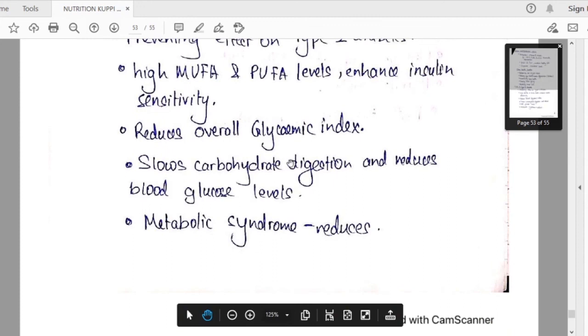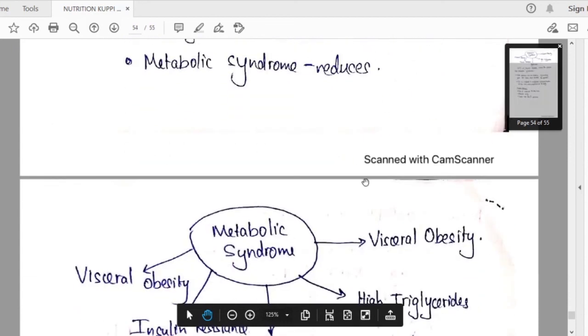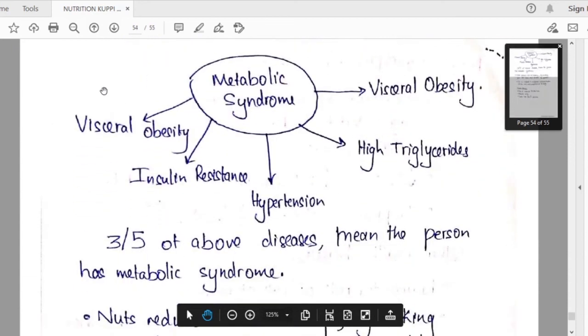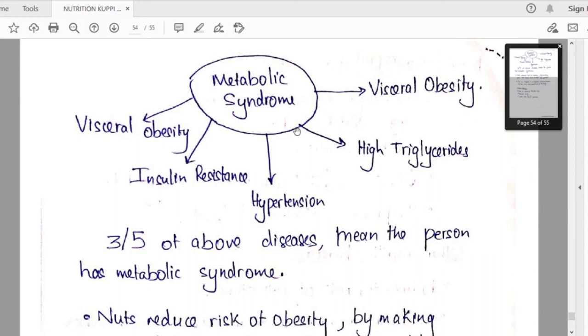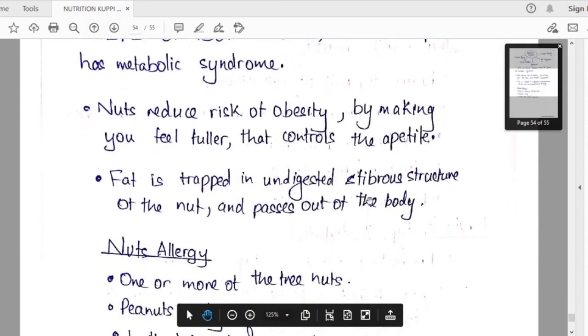Reduces the overall glycemic index. Slows carbohydrate digestion and reduces blood glucose levels. It reduces metabolic syndrome. The metabolic syndrome kyanne mokadda? Menna me pahing, me features pahing. Visceral obesity, insulin resistance, hypertension, high triglycerides, and visceral obesity waling thunak me patient kyanne sampurna una nan eka api kiyana metabolic syndrome kiyala. Nuts reduce the risk of obesity by making you feel fuller.